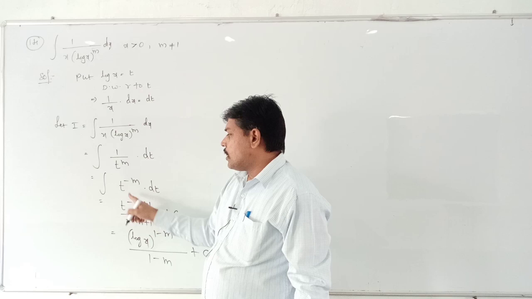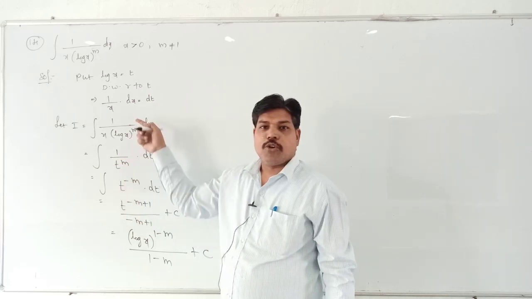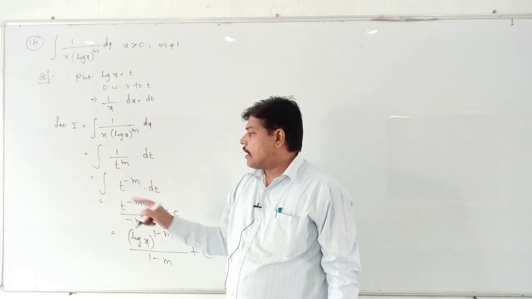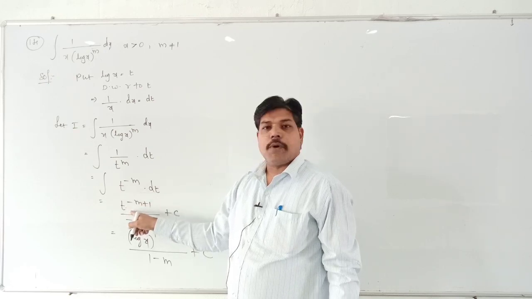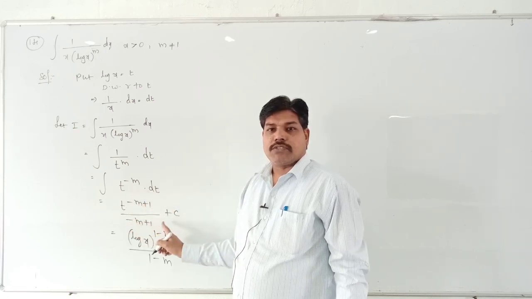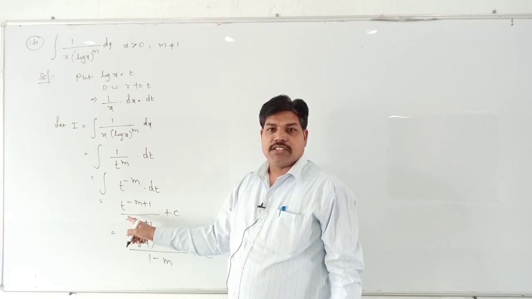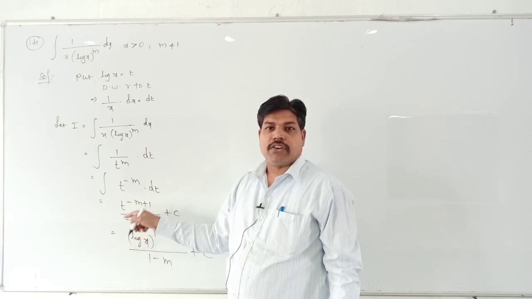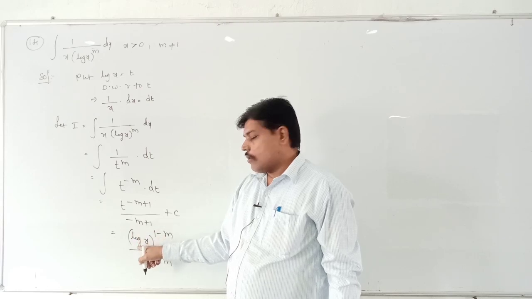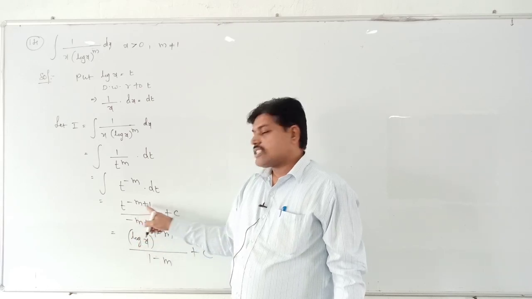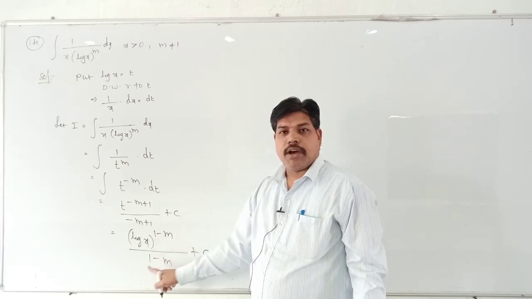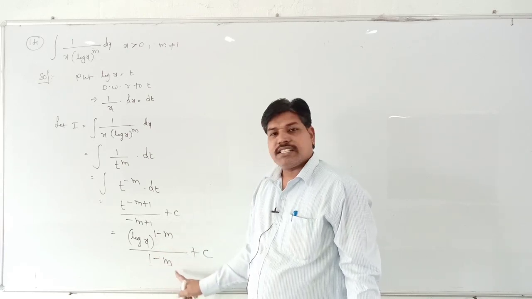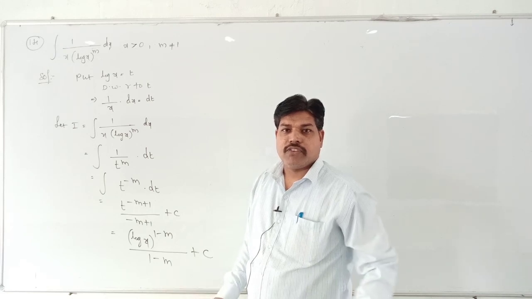So 1 by t power m, take into the numerator, it will become t power minus m. So it is in the form of x power n. The integration is x power n plus 1 by n plus 1. So replace the t value once again. t value is log x. Just write down that log x value once again. So log x whole power minus m plus 1 and 1 minus m, both are the same actually. So 1 minus m plus c. By our convenience we have written it like that.